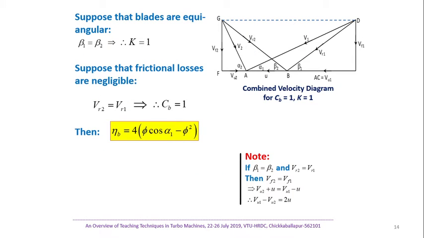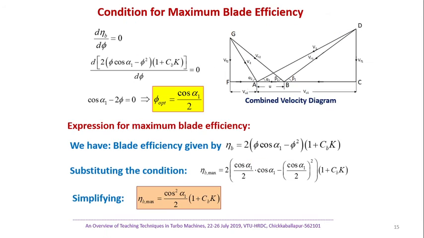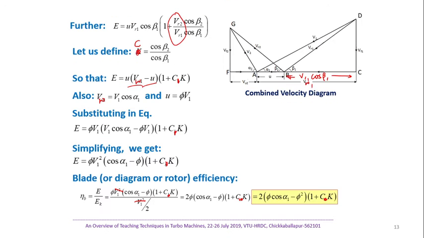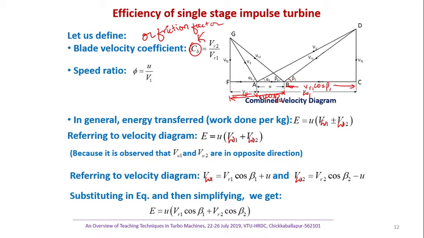Now we will go for maximum blade efficiency. If beta 1 equal to beta 2, C equal to 1, and if VR2 equal to VR1, K equal to 1. So at that time what happens? We can write the blade efficiency as 4 into 5 cos alpha 1 minus 5 square. Now this is the condition for maximum blade efficiency. First, have you understood till here? Any doubt here? This derivation is important. 100% this will be asked in the main exam as well as in the internals. This whole derivation: efficiency of single stage impulse turbine and maximum blade efficiency.